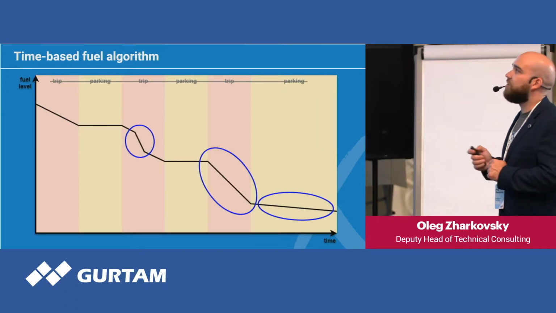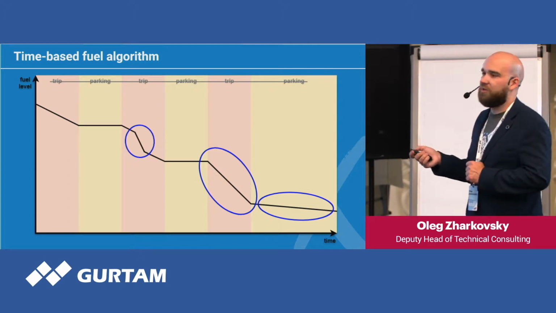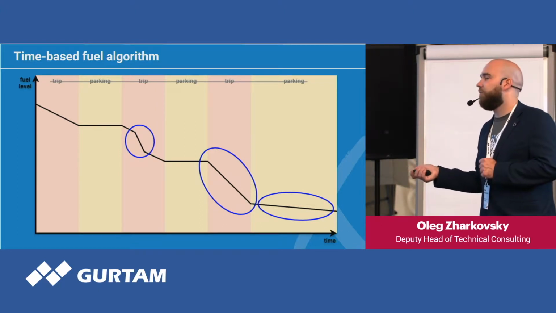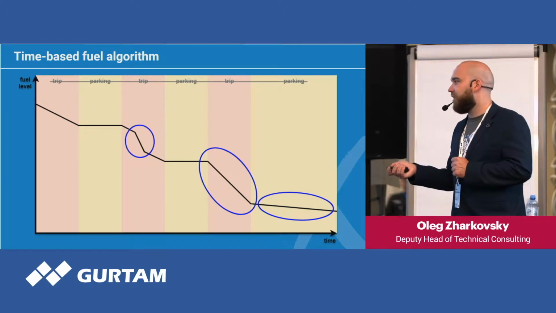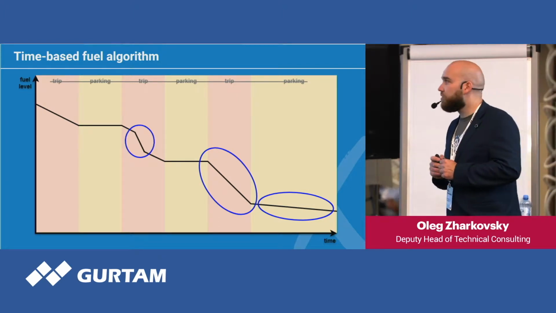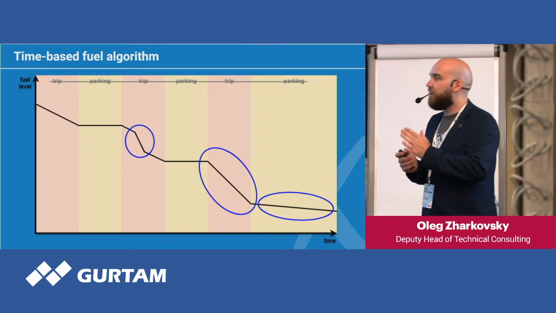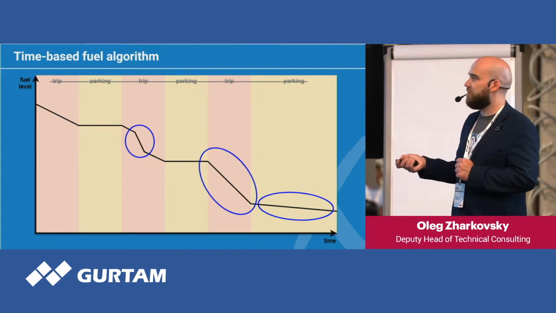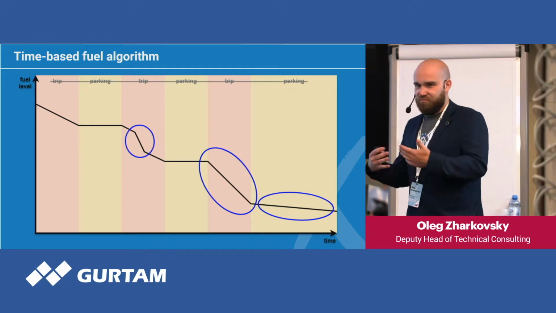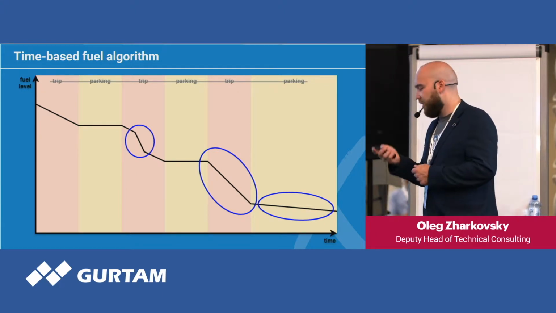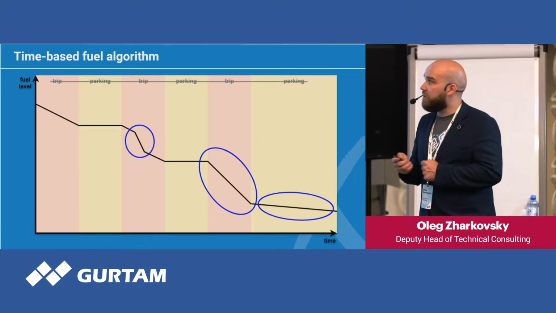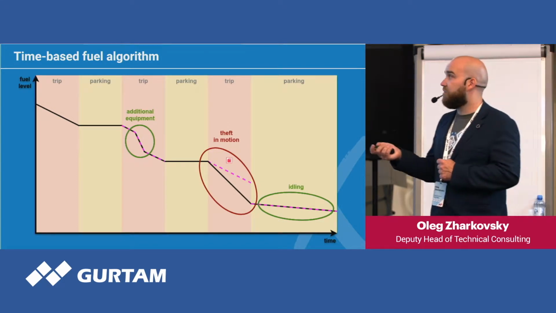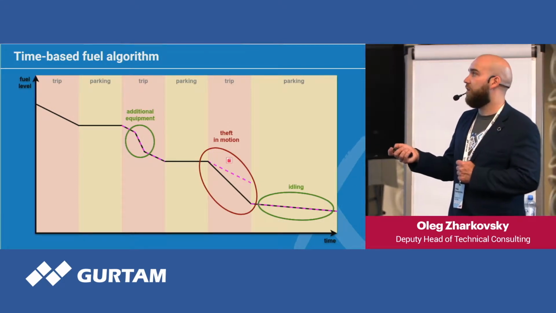Here they are. This algorithm can't help us with stationary units. There are no trips there. It can't help us with a long idling, because in that case it will be recognized as a seft. And also, it can't recognize the difference between the consumption caused by additional equipment and a seft during the trip. But if we use a time-based algorithm, it can help us to understand these cases, and then the system will mark it as additional equipment work, and there is no seft.